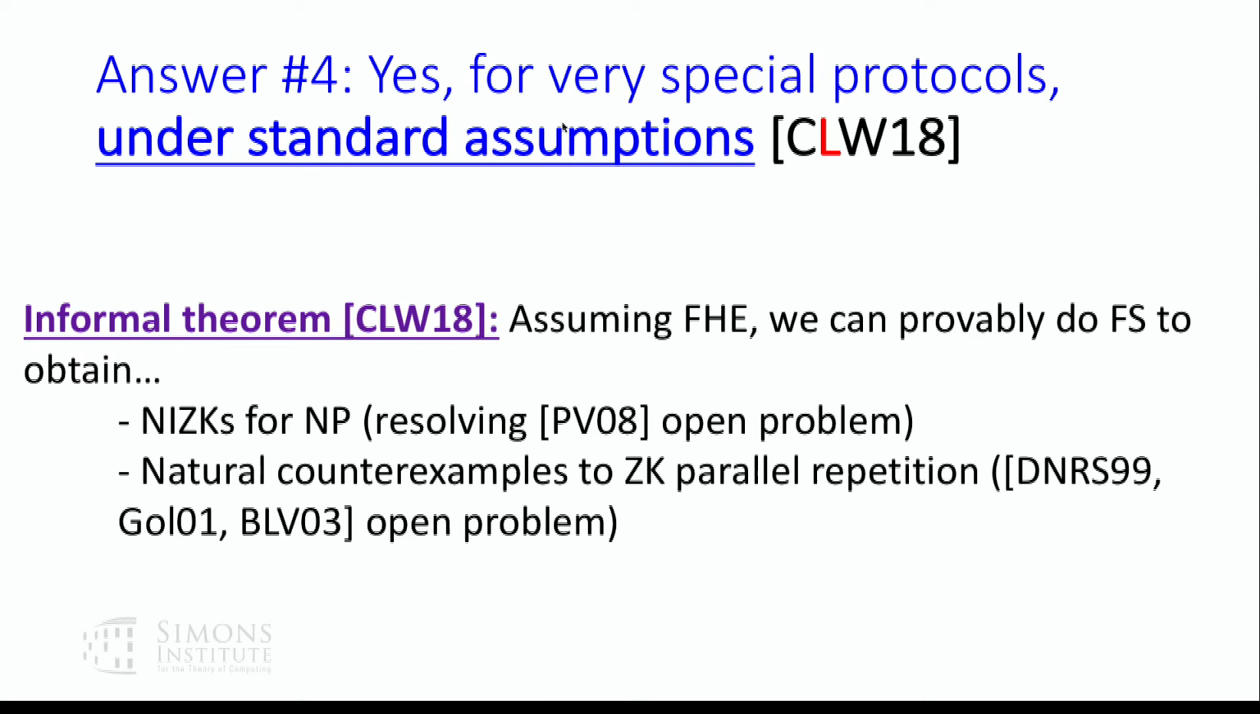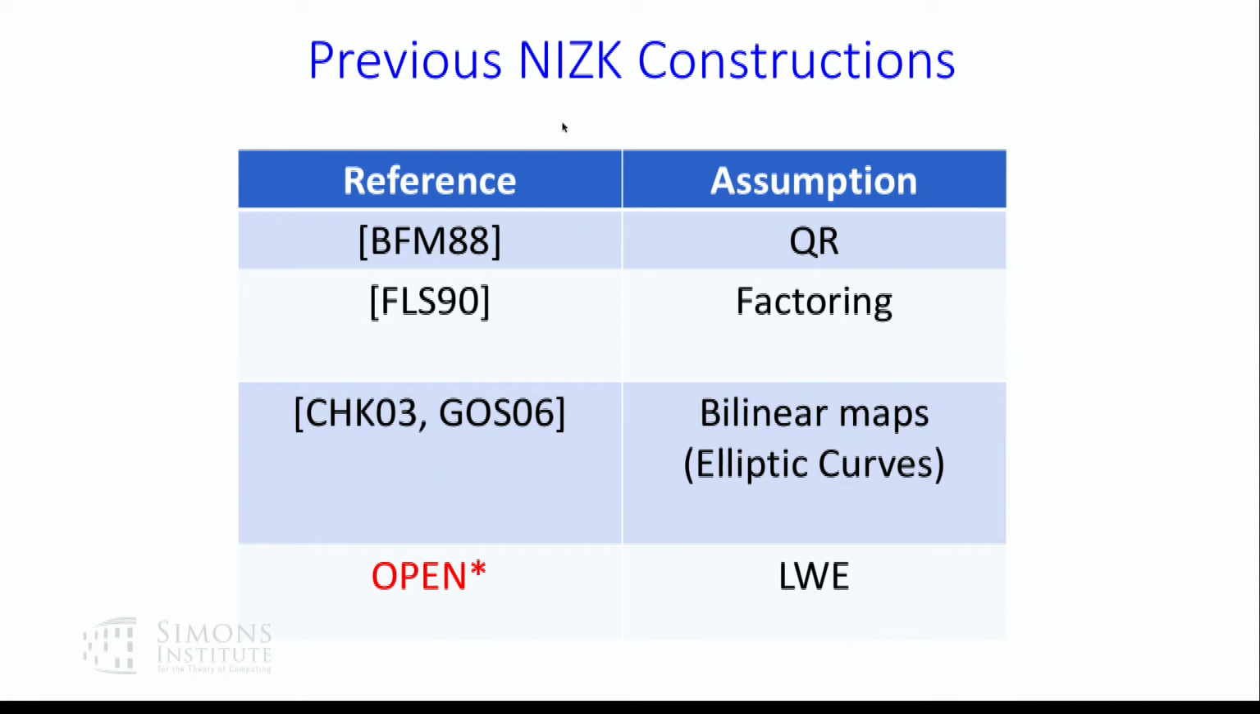So we had no NISX from LWE before this. I think it's pretty bizarre that it turned out that the way to get NISX based on LWE was to not go through, for example, the hidden bits model or anything like this, but to do Fiat-Shamir, possibly a little bizarre. And still, this is the only way we know how to do NISX based on LWE, is by going through Fiat-Shamir.